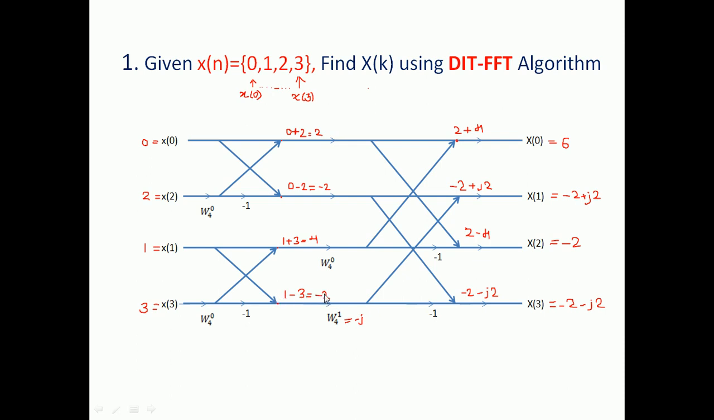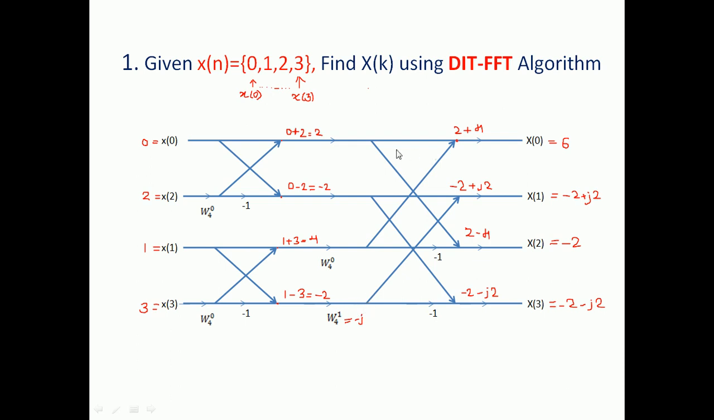Okay. Similarly, this value is passed here. So at this point we have 2, at this point we have minus 2, at this point we have plus 4, at this point we have again minus 2 into minus j. So can you see these intermediary values? Omega 4 to the 0, that is 1. 1 has to be multiplied with 4, so you will get at this point 4. Here it is minus 2. Minus 2 has to be multiplied with minus j, so you will get plus j2 at this point.